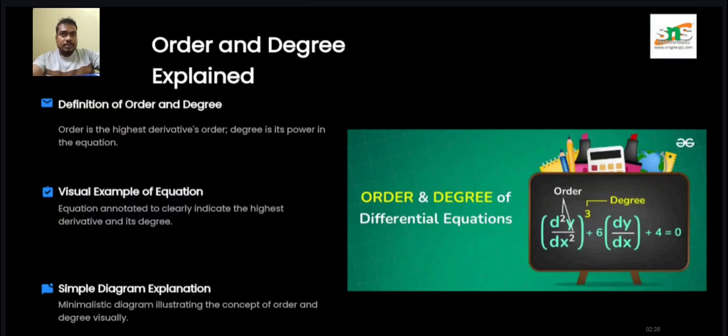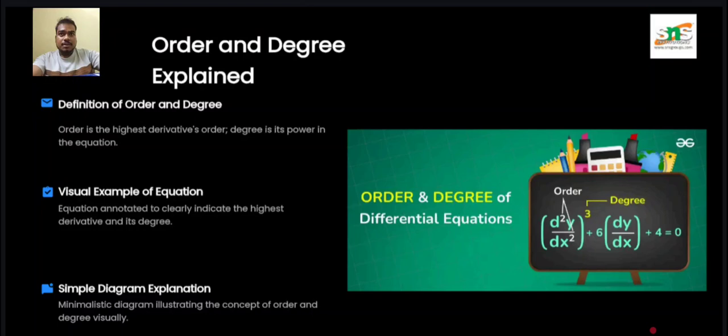What makes degree confusing for many students is that it does not always exist. If the equation contains derivatives inside functions like square roots, denominators or trigonometric expressions, then the degree is not defined. So, unlike order, which always exists, degree depends on the form of the equation.